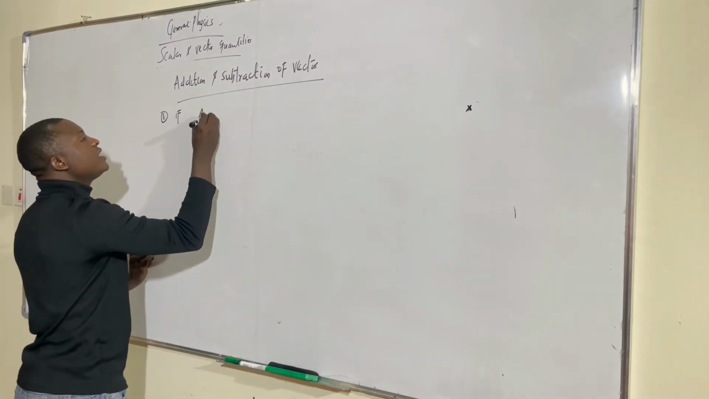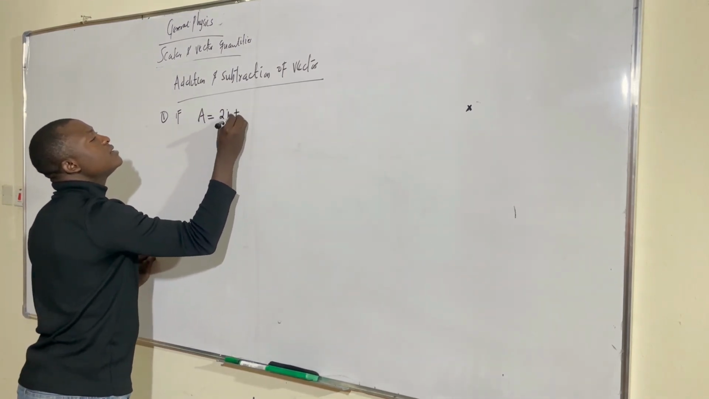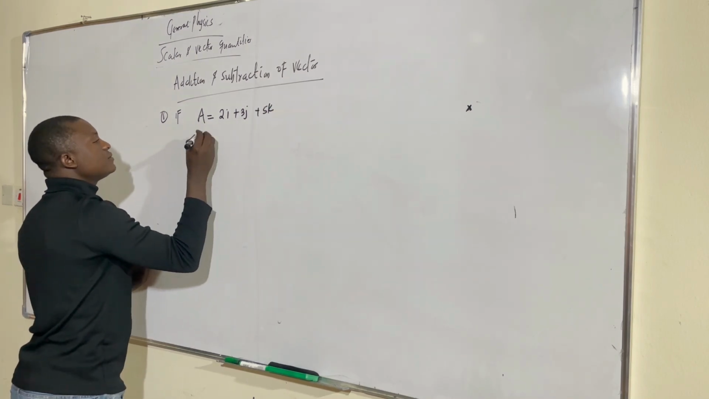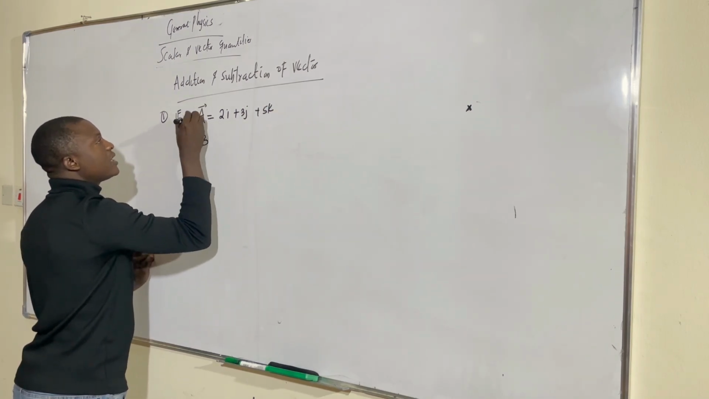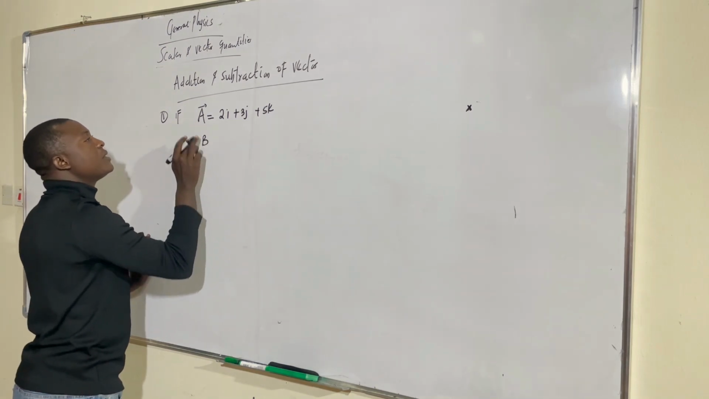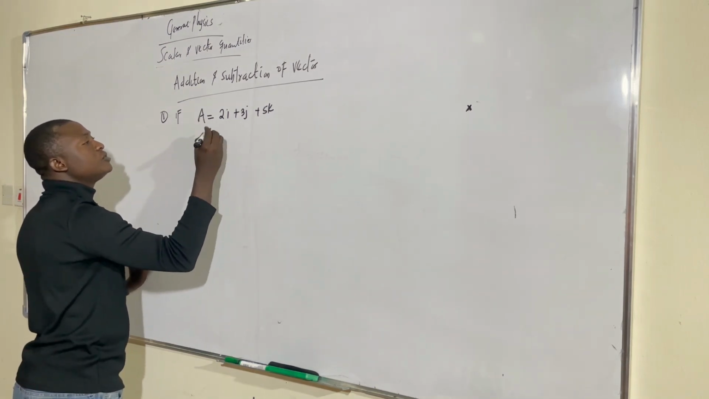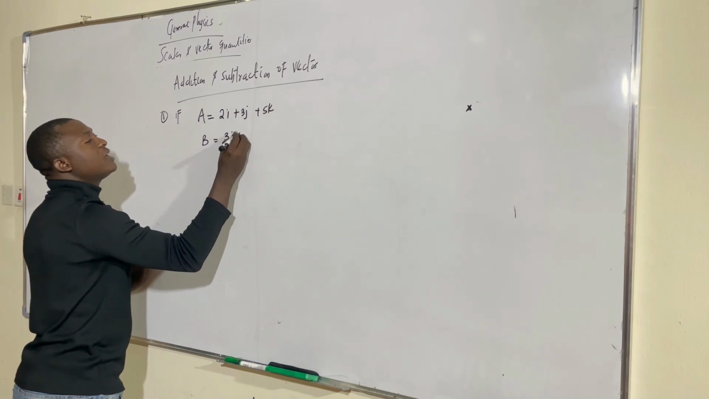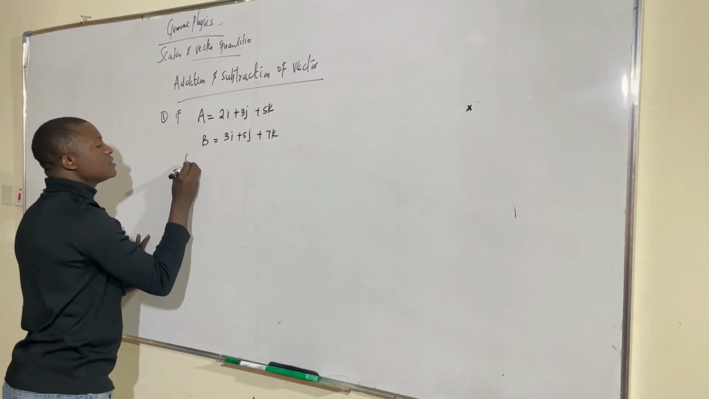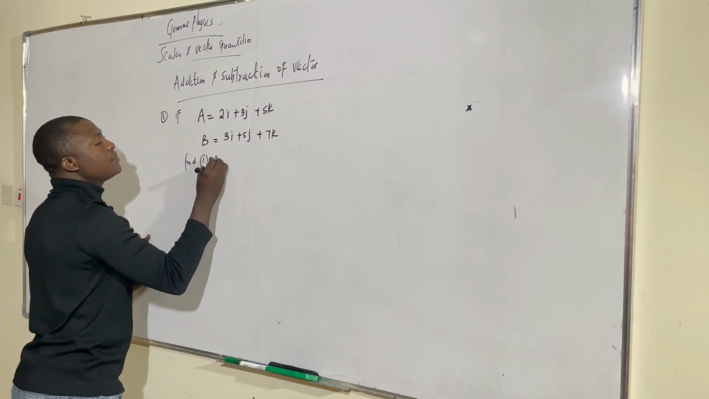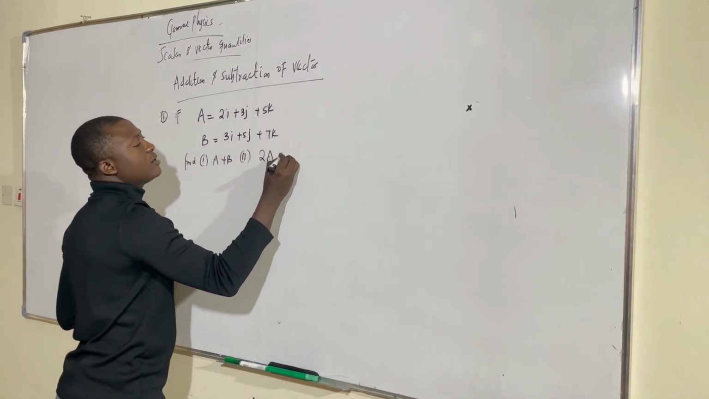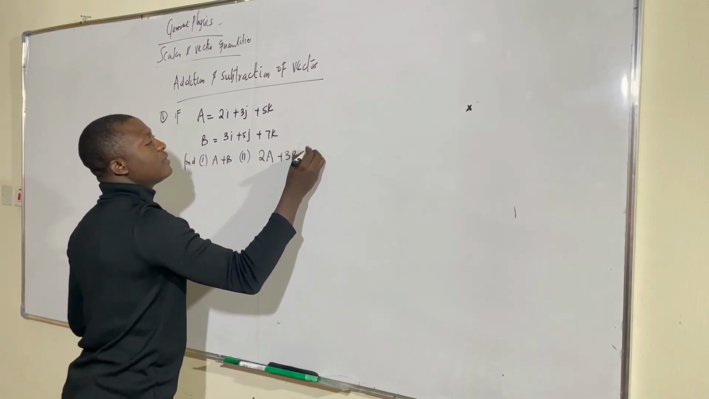So if A is equal to 2i plus 3j plus 5k, and B, please don't forget, they can write it in different ways, it's still a vector. I am using bold here so that you can differentiate between the two. Let's say B is equal to 3i plus 5j plus 7k. They now say find: one, A plus B; two, 2A plus 3B; three, A minus B.